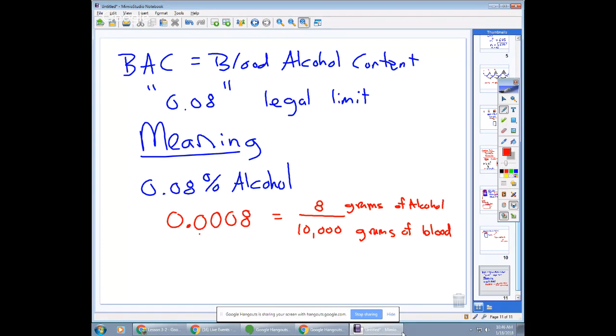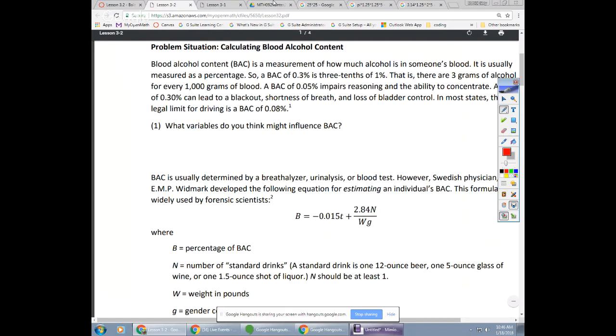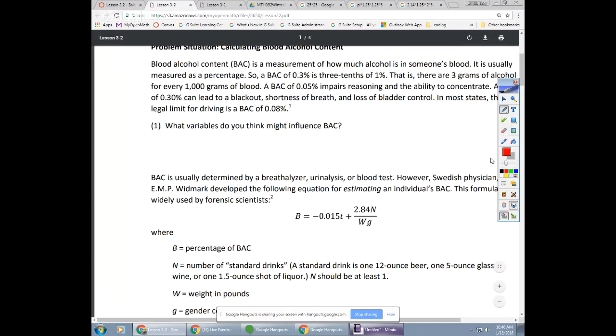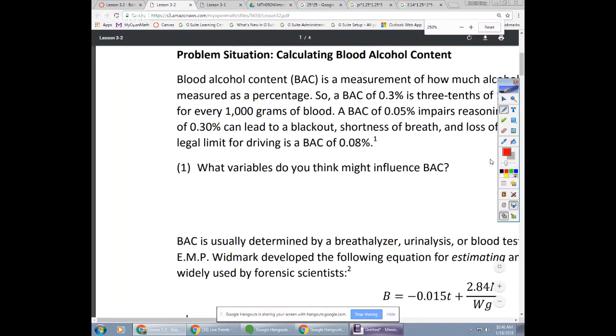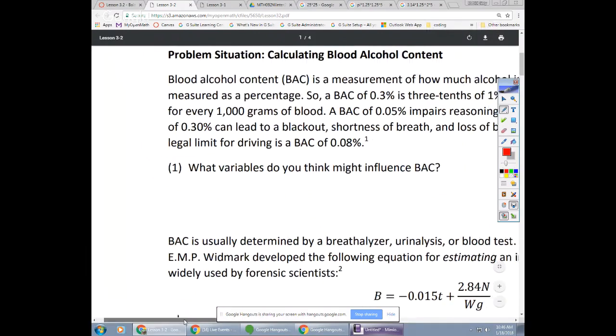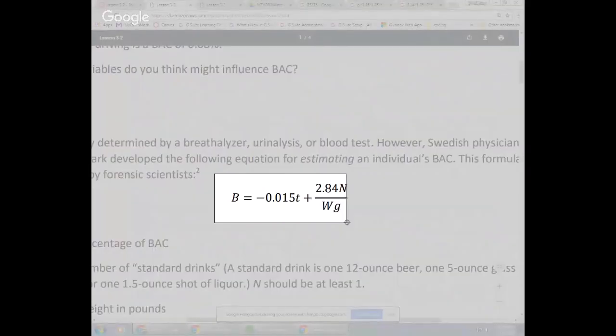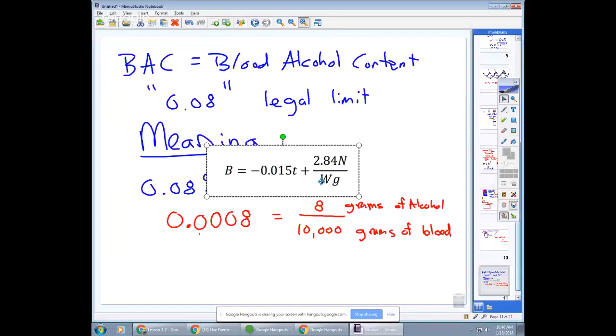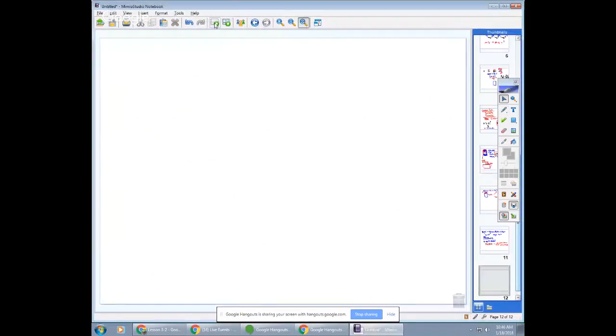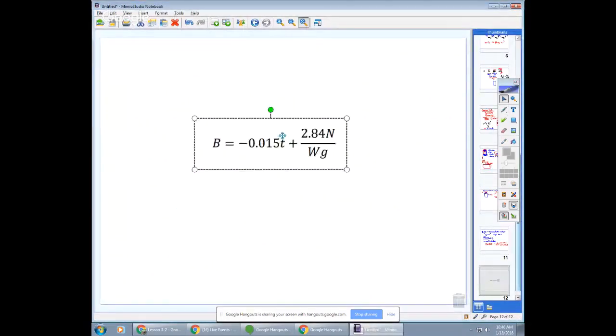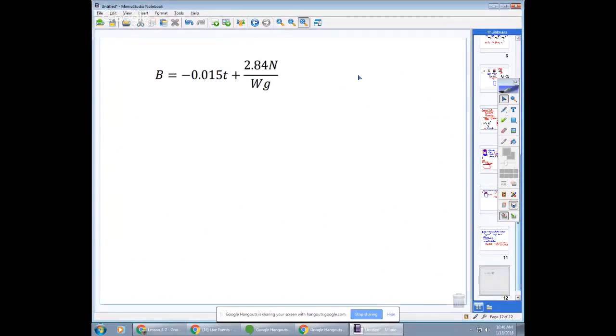So let's pick apart the formula. And we got a few more minutes to do that. So let's zoom in on this sucker a little bit. So here is the crazy formula. So the B, that's the blood alcohol content.